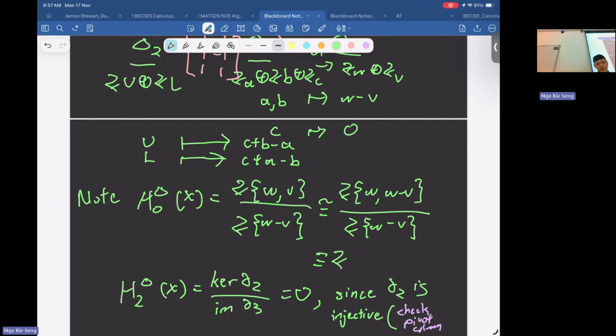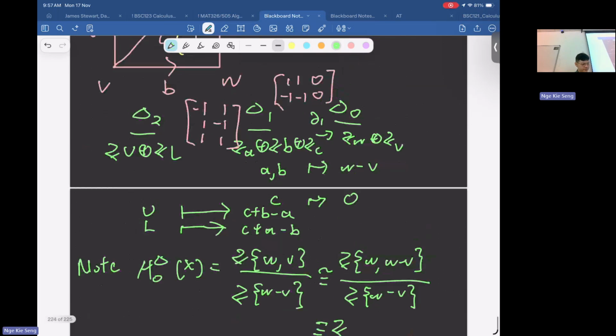How about image of delta 2? Image of delta 2. Okay, how about the image of delta 2 here?